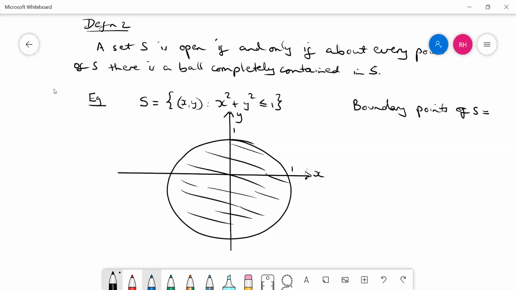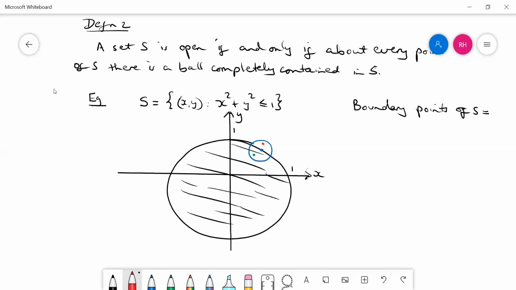Okay, so the idea is that we're looking for a point, and I'll give you an example of one. This point here, right on the line. If I draw a ball around it, in fact, every ball that I put around it, doesn't matter how big the radius, there'll be at least one point that's inside S. Here's one point that's inside S, and there'll be one point that's outside S.